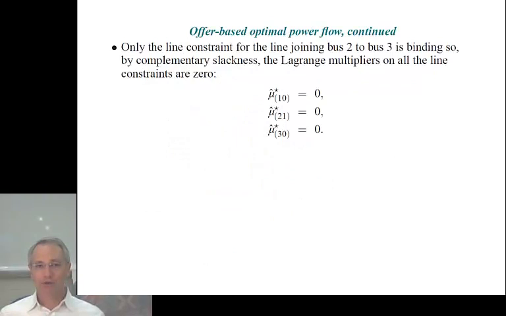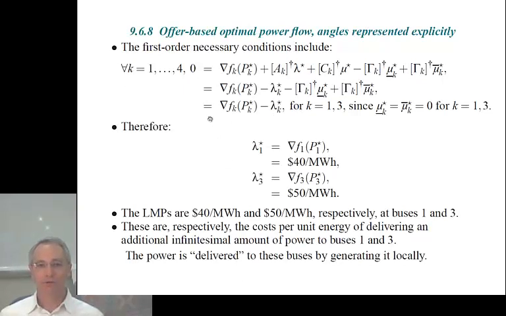Only the line constraint joining bus 2 to bus 3 is binding because the flows on the other lines are well below their capacities. So by complementary slackness, the Lagrange multipliers on all the other line constraints are 0. First order necessary conditions for our 4 generators. Let's use the angles included representation.